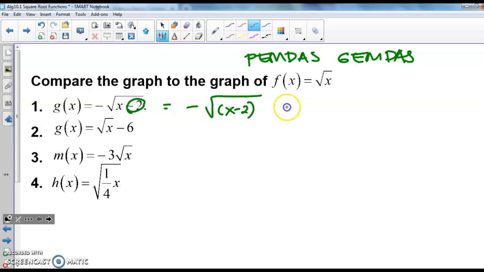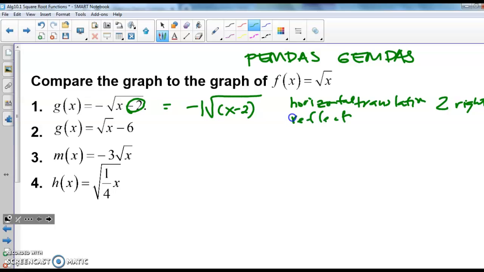Okay, so how do I describe the transformation? The -2 means it's a horizontal translation. But since it's horizontal, we do the opposite, right? We don't follow the sign. So this will become 2 units to the right. Now for the other constant, which was -1, and that was multiplied to the function. Since it's multiplied to the whole function, that's going to be a reflection in the x-axis.